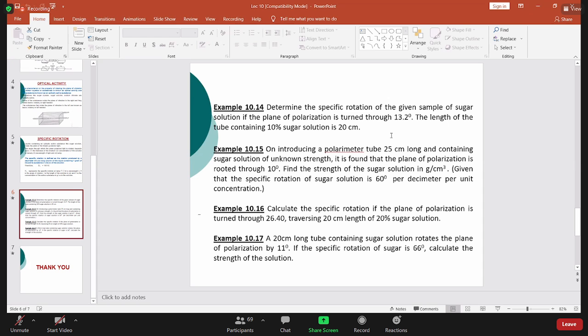Rotate the plane of polarization by 11 degrees. So theta is equal to 11 degree. And if the specific rotation of sugar is 66 degrees, so the specific rotation is equal to 66 degree. So calculate the strain, that is your concentration you have to calculate. So it is 0.0833, right? Gram per cc.